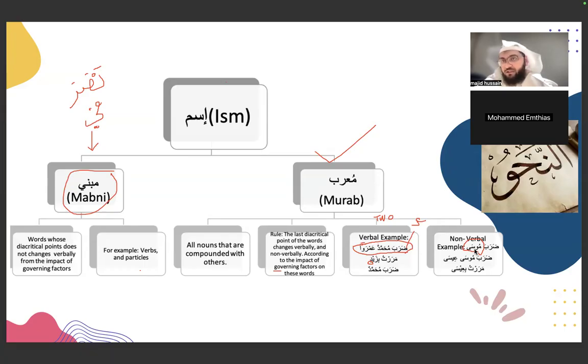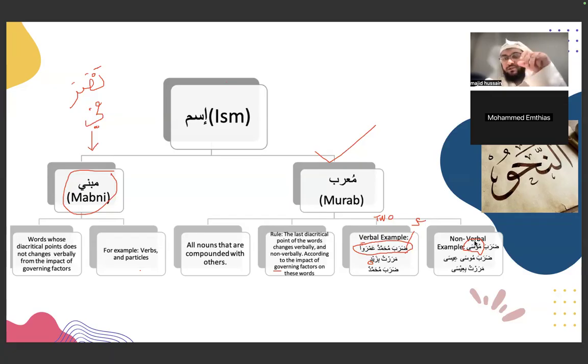It doesn't have any fatha, dhamma, kasra, dhammatain, fathatain, kasratain. But why are we keeping it here? Because the Quran has used it. Because that's how Arabs have used it. That's why we are including such words, which do not have any visible diacritical point, in the category of Mu'arab.